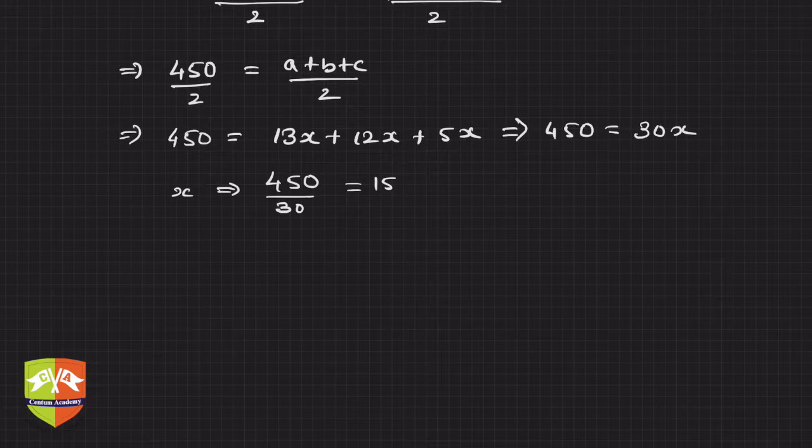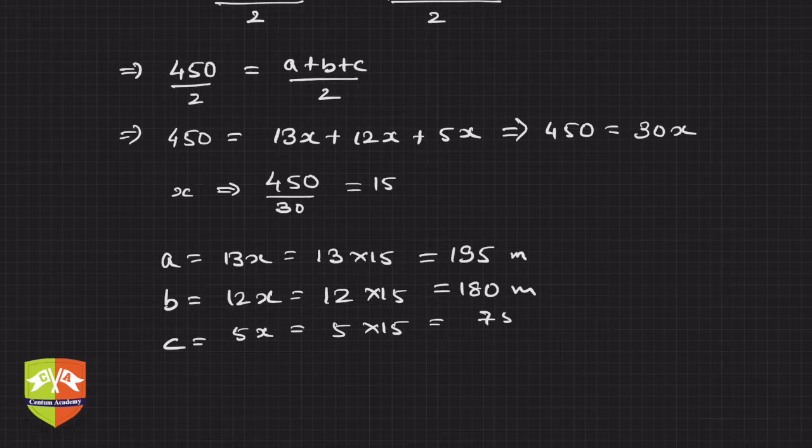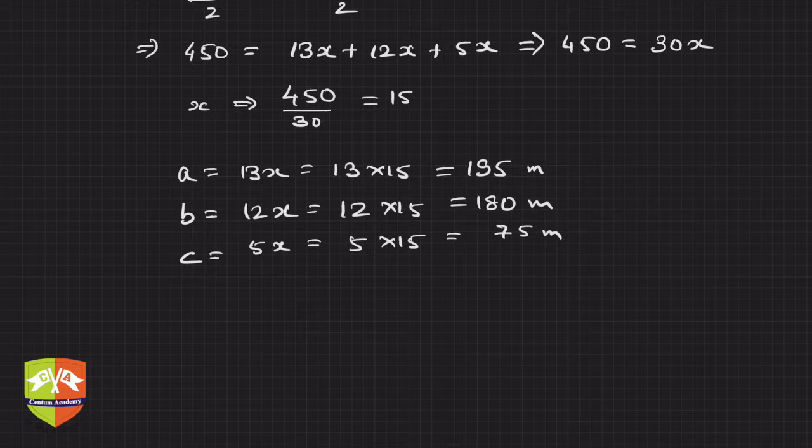Now that we know x, we can find out the length of the sides. A was 13x, so it is 13 times 15, that is equal to 195, and the units were in meters. B was 12x, which is 12 into 15, which is 180 meters, and C is 5x, so 5 into 15, which is equal to 75 meters. S was perimeter by 2, so it is 450 by 2, which is 225.